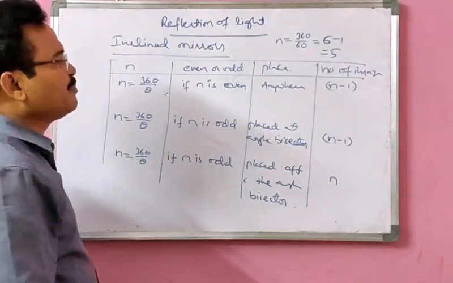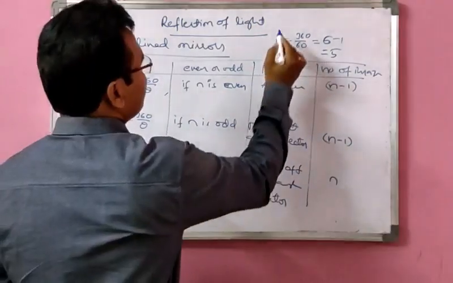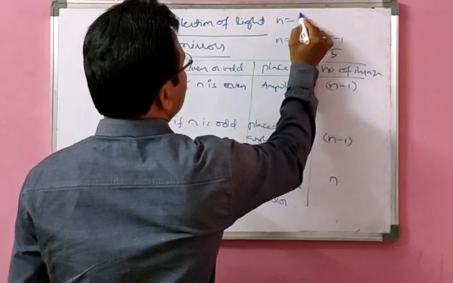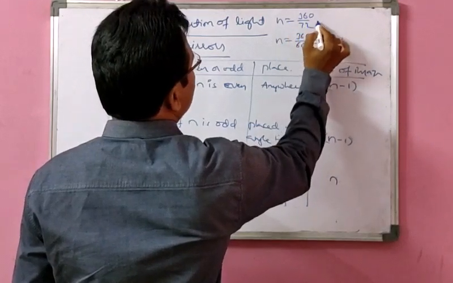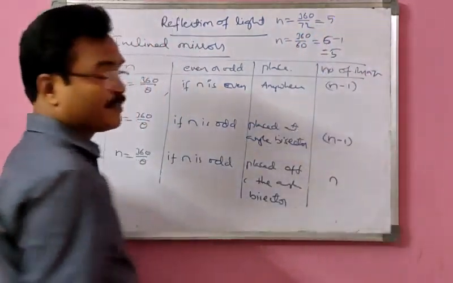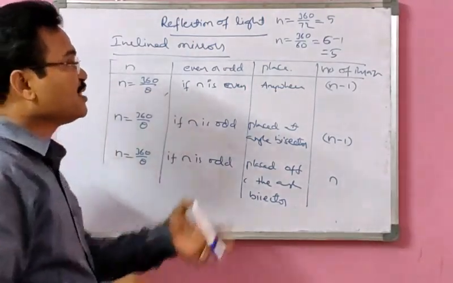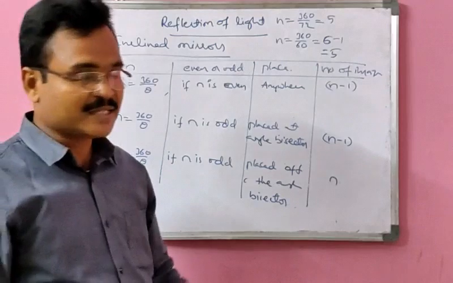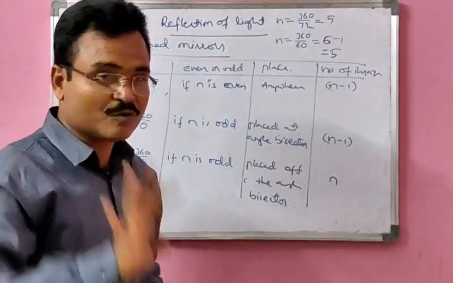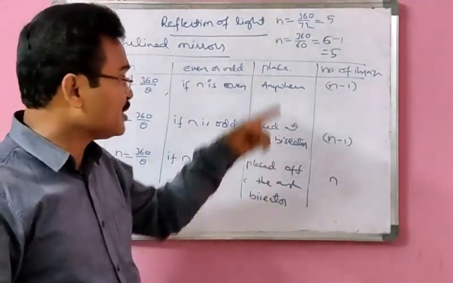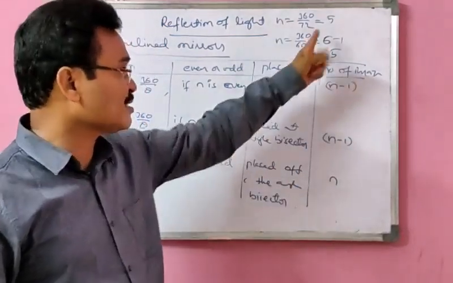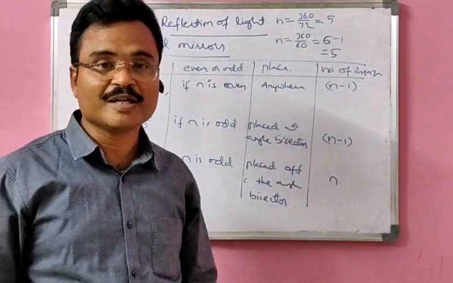Okay. Suppose you take 72. So what happens here? N equal to 360 by 72. You are going to get 5. But here the question is where the object is placed. If the object is placed on the angle bisector, 5 minus 1, 4 only appears. And if it is placed off the angle bisector, the answer will be 5 only.